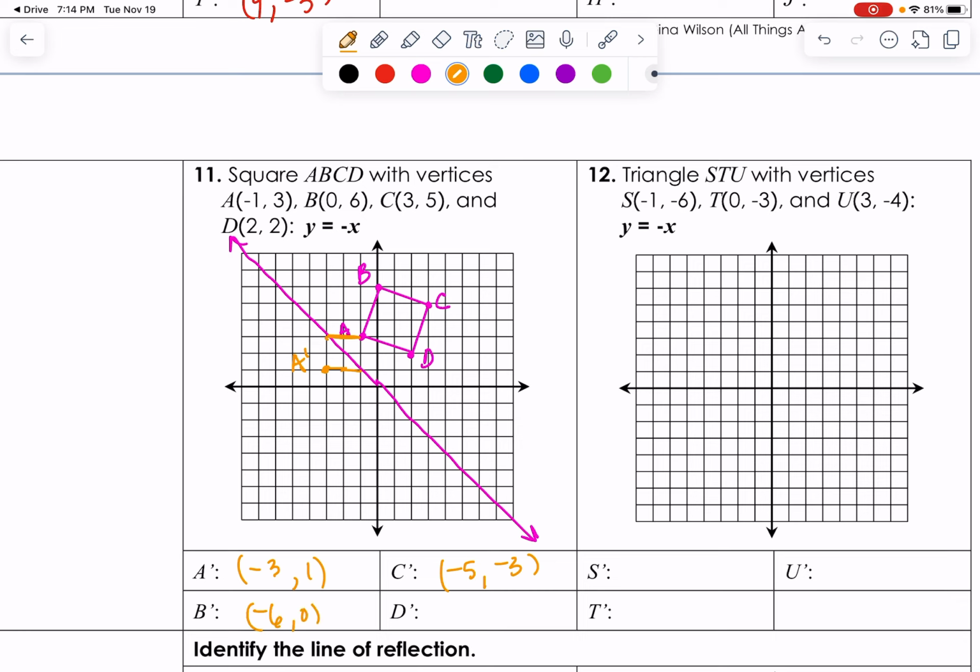So I didn't actually graph C. Negative 1, 2, 3, 4, 5, 1, 2, 3. Here's C. Is that right? 1, 2, 3, 4, 5, 1, 2, 3. Yeah, C. B should be, 1, 2, 3, 4, 5, 6, 0. That should be B prime.